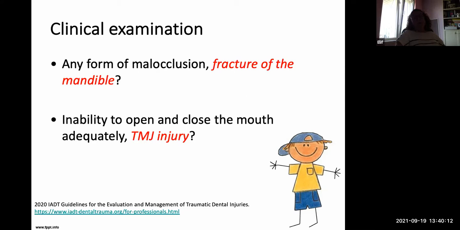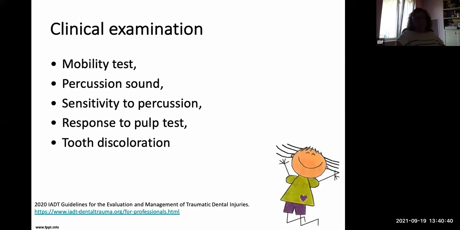So also any form of malocclusion, we can be suspicious about the fracture of mandible. Or if there is inability to open and close the mouth adequately, there might be a temporomandibular joint injury. So we should especially take panoramic radiographs in these situations to see both the jaws and the temporomandibular joint together.